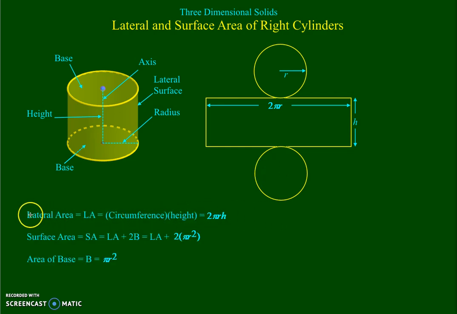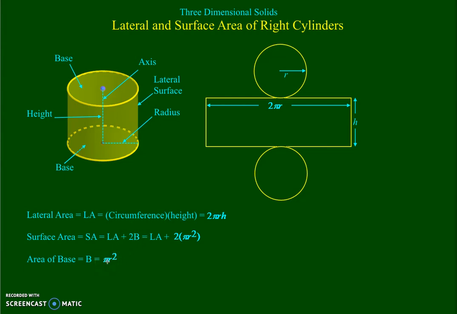In summary, lateral area, or LA, is the circumference times the height, which is 2 pi r h, and the surface area is the lateral area plus 2 big B. And remember, big B was the area of the base. That's the same for prisms and cylinders as well. So surface area is lateral area plus 2 times the area of a circle, which is pi r squared. That's the area of the base, so this big B is the area of the base.